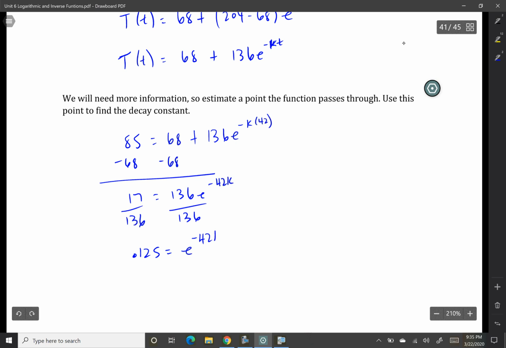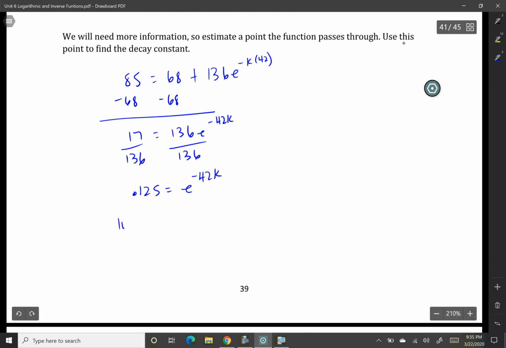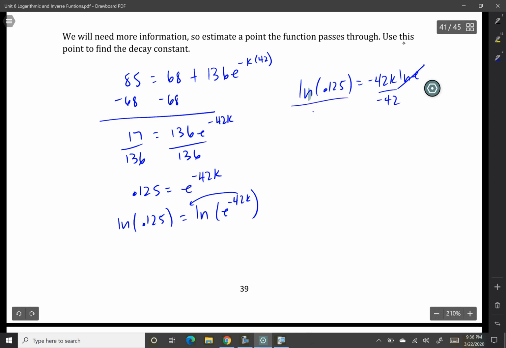And since we have e, we want to take the natural log of both sides here. So natural log both sides. The negative 42k comes to the front. And we can keep going. So I have the ln of 0.125 is equal to negative 42k ln of e. We like ln of e because it just becomes 1. Divide both sides by negative 42. And now we know my k value.